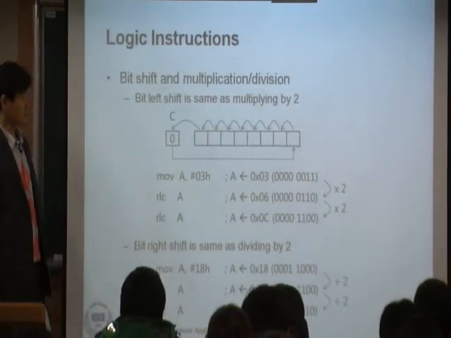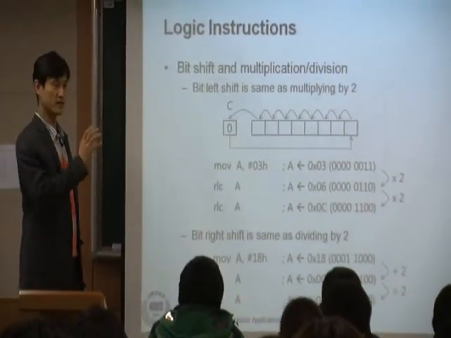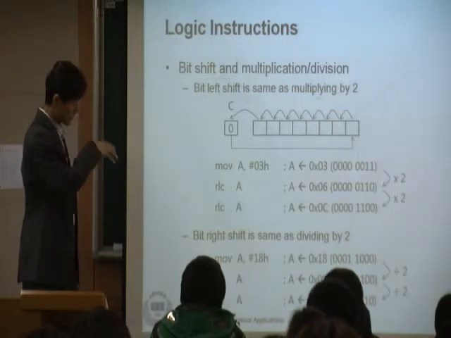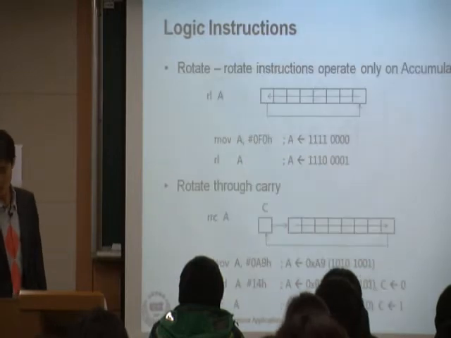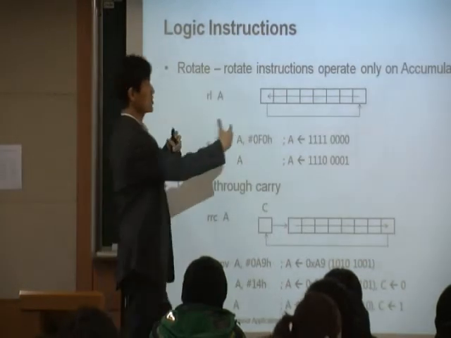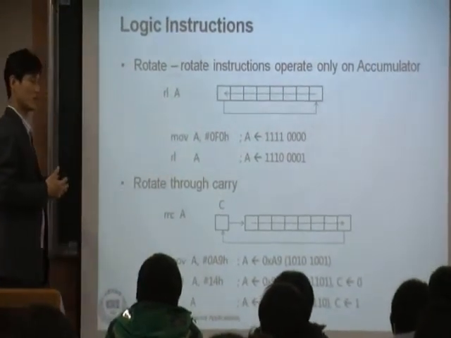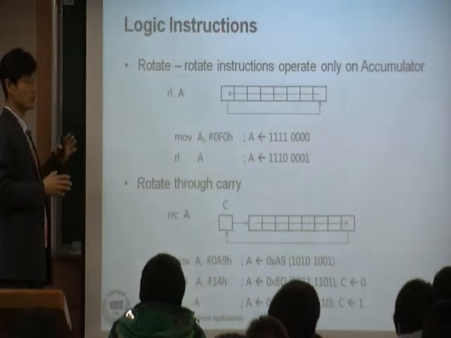This picture actually helps you to understand why we need RLC and RRC. Okay. What is actually going on here? You have this kind of shift or rotate. Why do you need this? Do you think of any use case? Any case that you use this one?